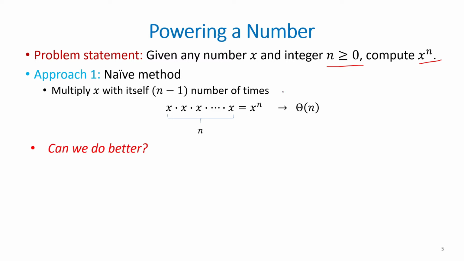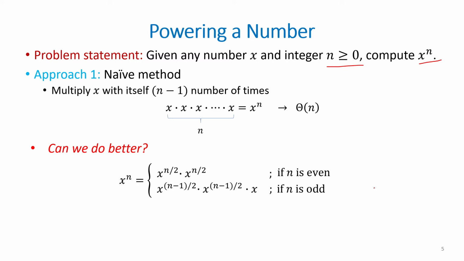The answer is yes. We can divide the power n into half in each division step until we reach x to the power 1. So if n is even, we only need to calculate x to the power n/2 once, in a recursive manner, and then take its square. If n is odd, then we calculate x to the power (n-1)/2 and then take its square, and then do an additional multiplication with x.